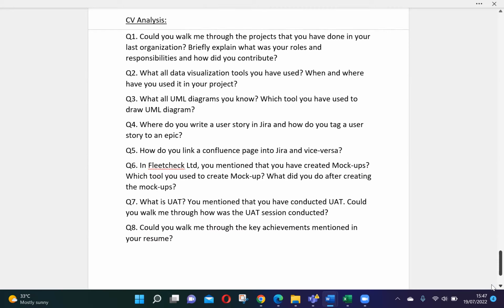Okay, so what is UAT? UAT we have already discussed. It's user acceptance testing. You mentioned that you have conducted UAT. Could you walk me through how the UAT session was conducted? So there was a UAT environment prepared by my development team. I conducted a workshop where my stakeholders were present, and one by one I opened the requirement document and showed them all the requirements. This is how I conducted UAT.